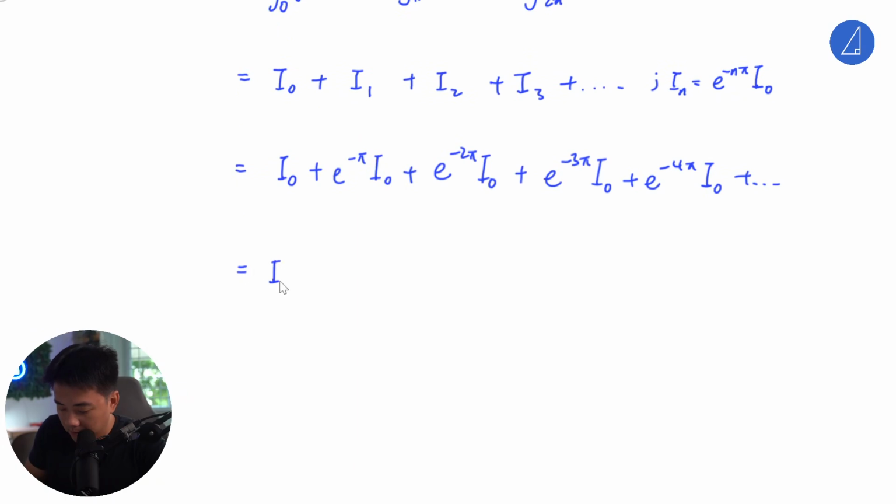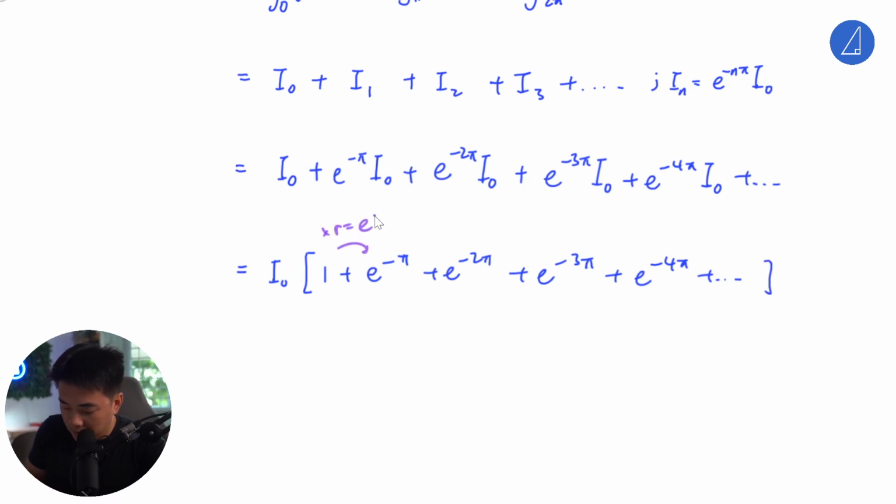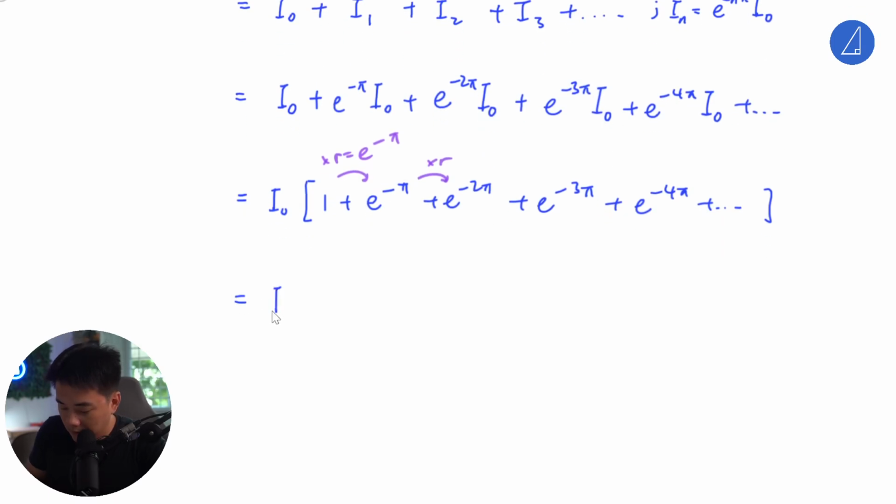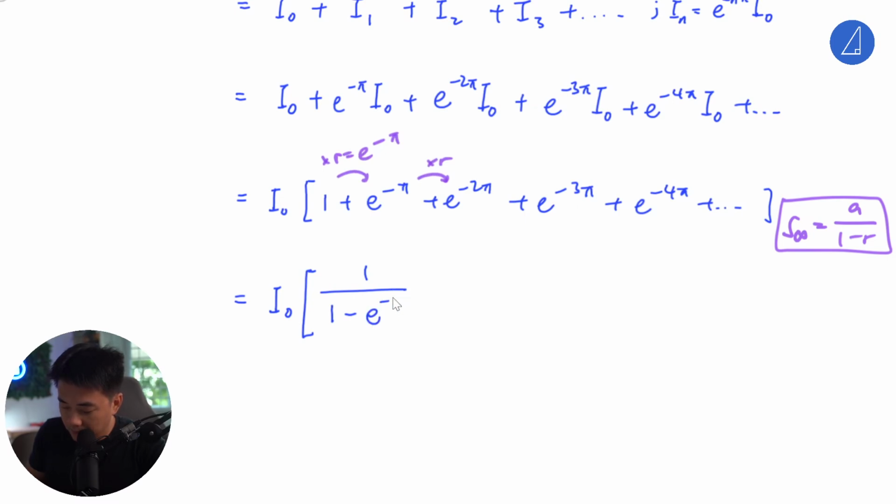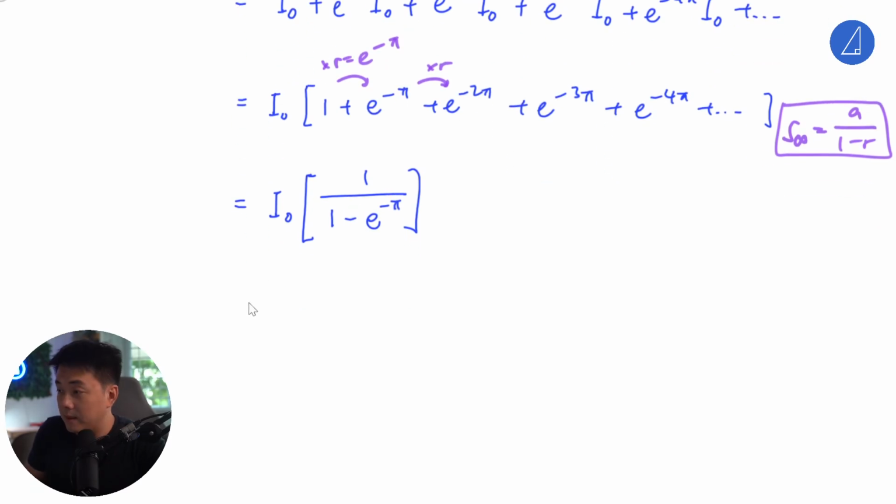Then I think you get a GP here: 1 plus e^(-pi) plus e^(-2 pi), e^(-3 pi). It is a very elegant question. Then the common ratio r is equal to e^(-pi), and so on. So this will just be the sum to infinity, which is a over 1 minus r. In this case a is 1, so it is 1 over 1 minus e^(-pi). Okay, that's it. So we're just going to sum this up.